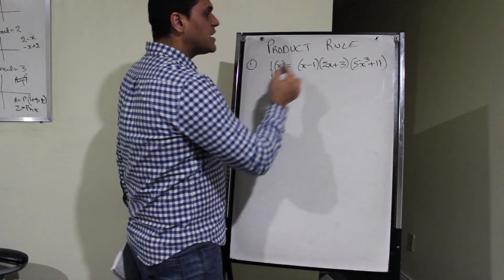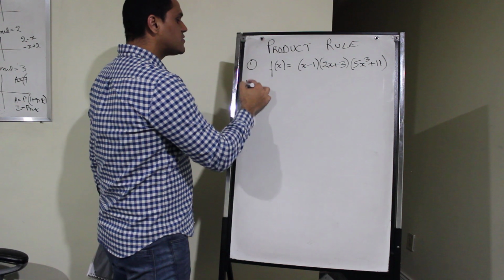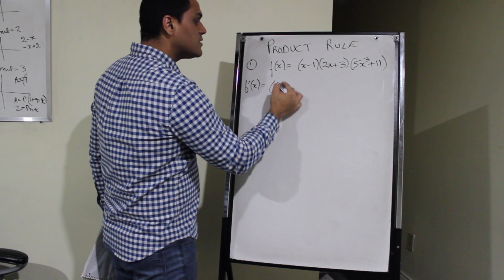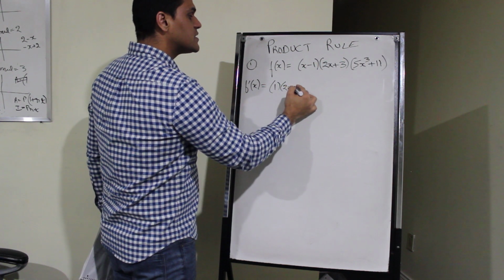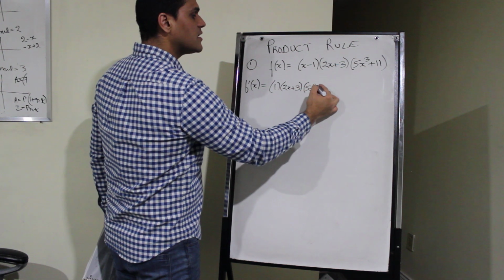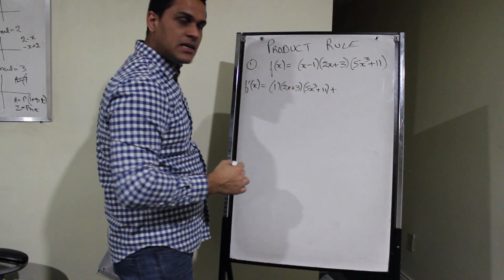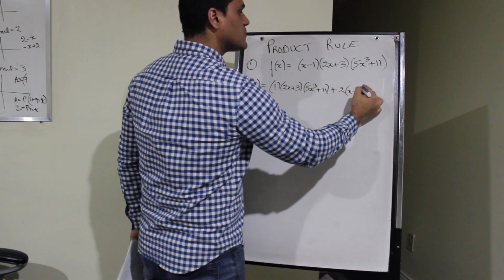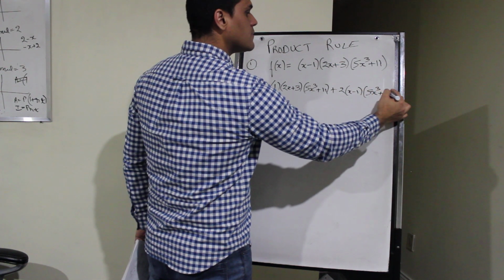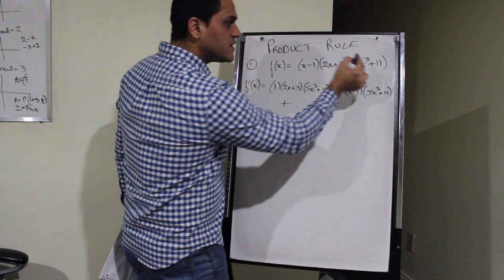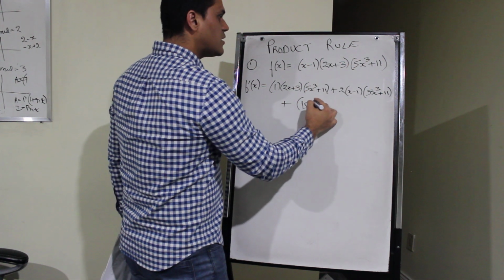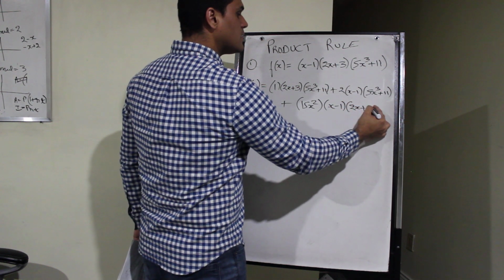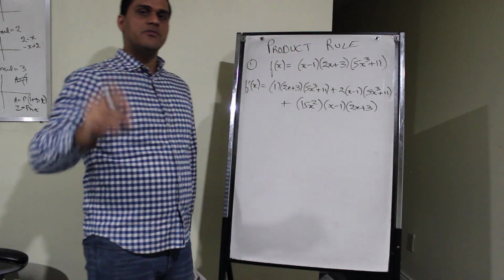Now your f of x term is made up of three terms. If I ask you to get the derivative, it will be the derivative of the first term, which is just 1, times its other terms, which are 2x plus 3 and 5x cubed plus 11, plus the derivative of the second term, which is just 2, times the rest of the terms, plus the derivative of the third term, which is 15x squared, times the rest of the terms. I'll let you FOIL these and simplify that on your own.